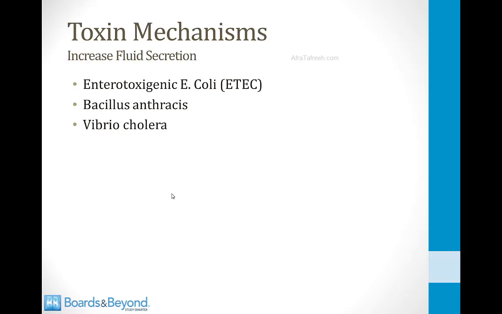So the next mechanism by which exotoxins work that we're going to discuss is increases in fluid secretion. And bacteria that secrete exotoxins that increase fluid secretion include enterotoxigenic or ETEC E. coli, anthrax, and Vibrio cholera.